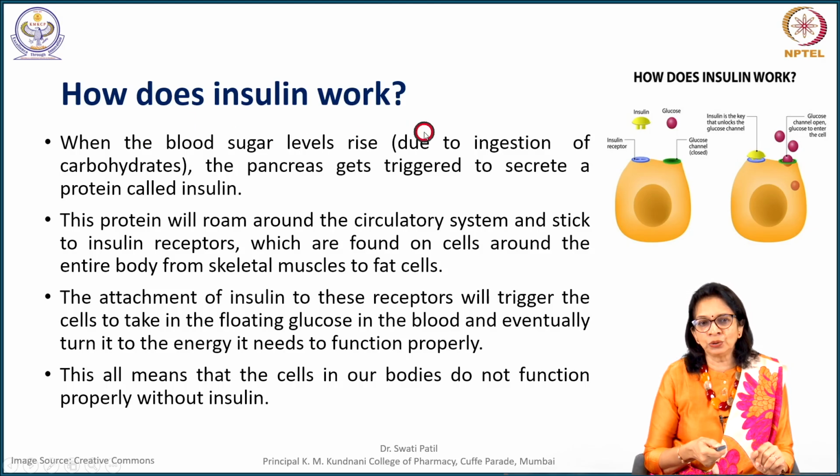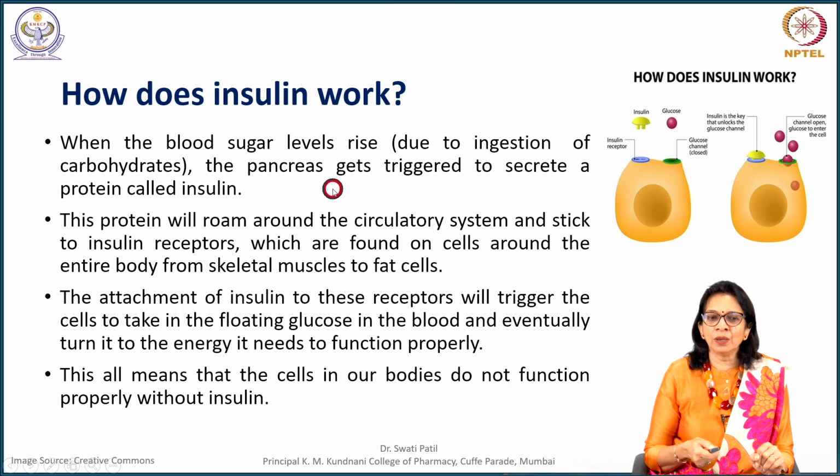When the blood sugar levels rise due to ingestion of carbohydrates, the pancreas gets triggered to secrete a protein called insulin. The pancreas is an organ in the body which secretes insulin, which is responsible for the use of this sugar. This protein roams around in the circulatory system and sticks to the insulin receptors, which are found on cells around the entire body, from skeletal muscles to fat cells.